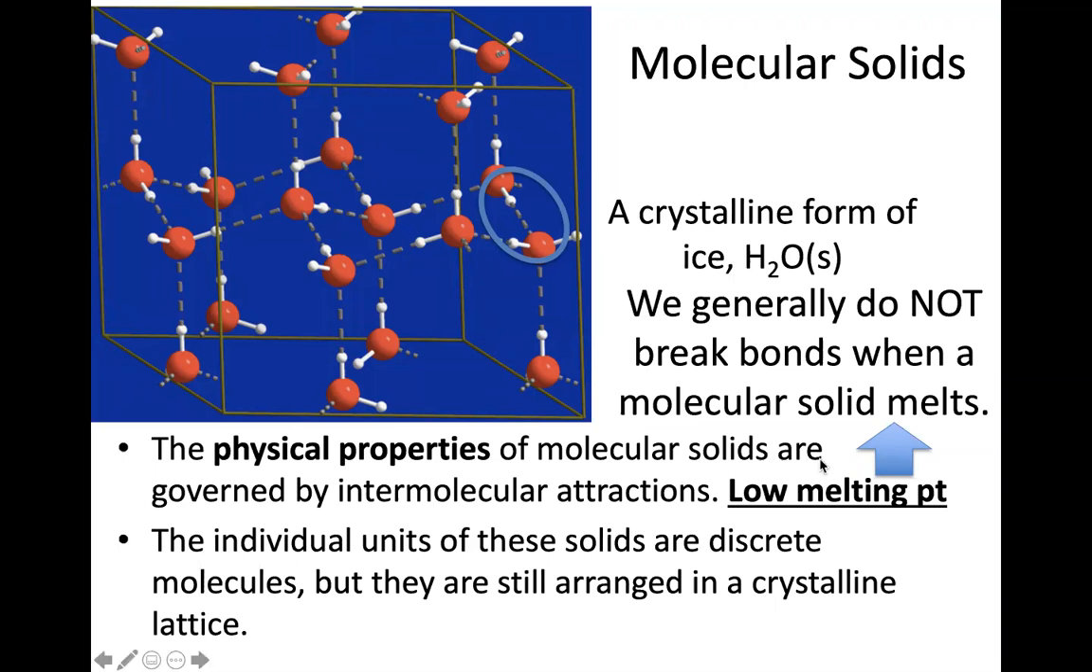So that's why we can melt things like ice, right? We can have phase changes within that because we are not breaking bonds. We're simply changing the arrangement of the molecules.